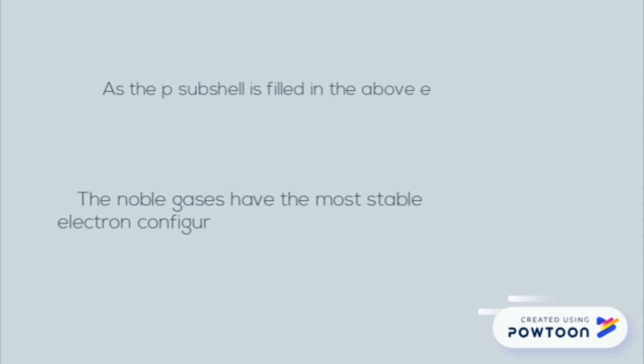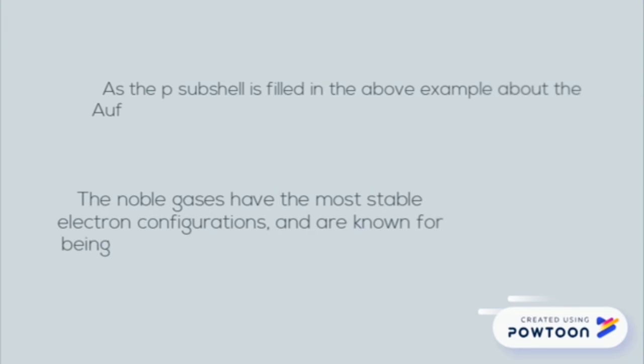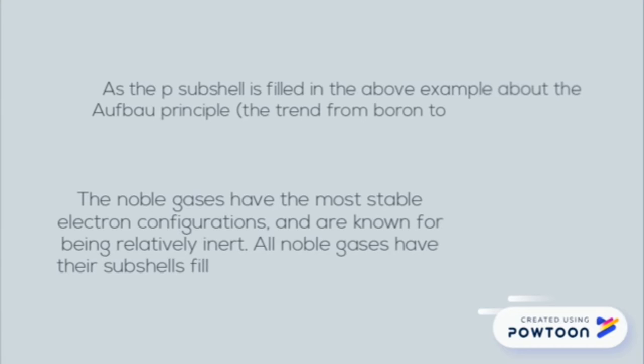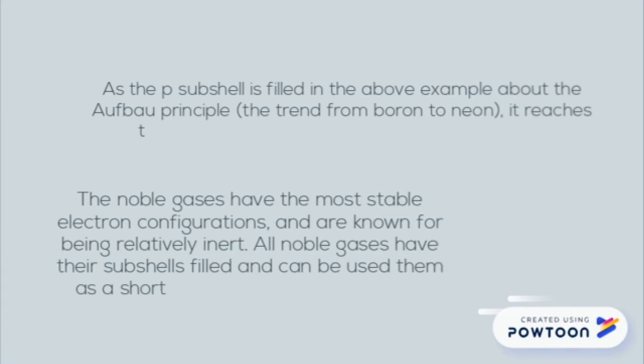In the above example about the Aufbau principle, it features the group commonly known as the noble gases. The noble gases have the most stable electron configurations and are known as relatively inert.